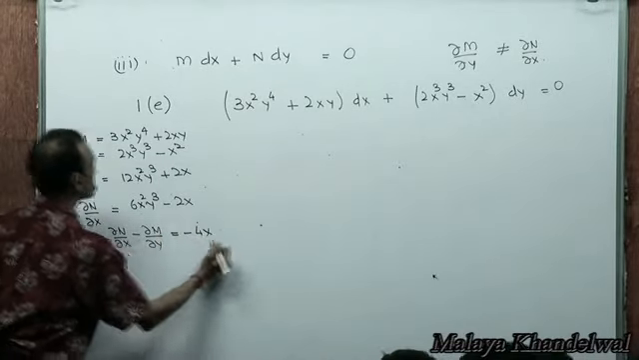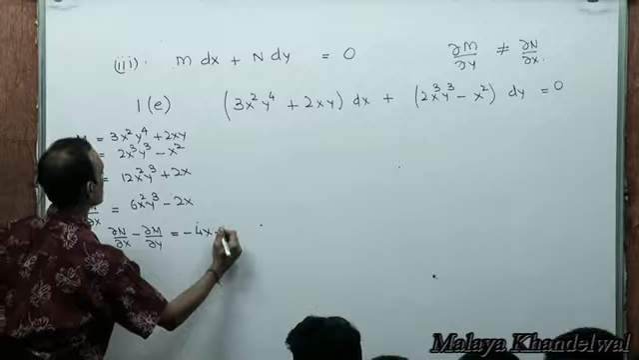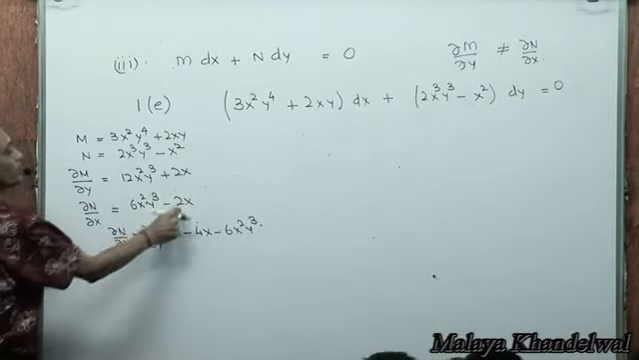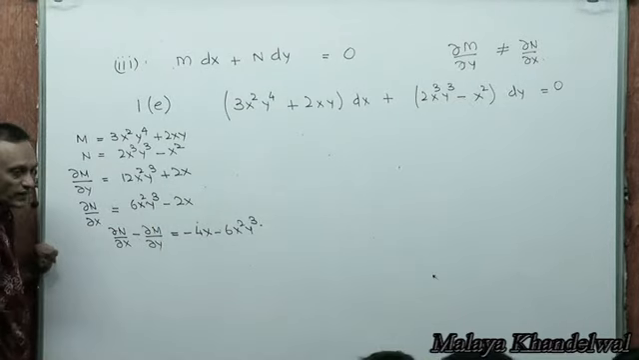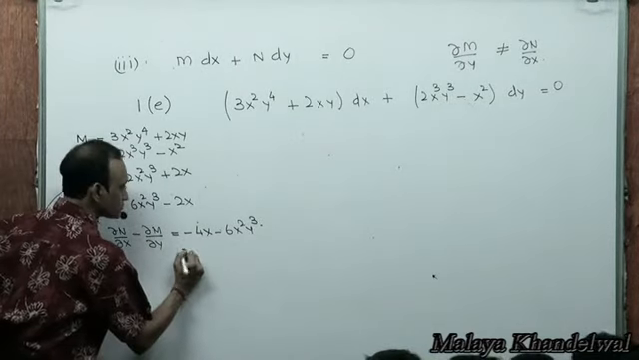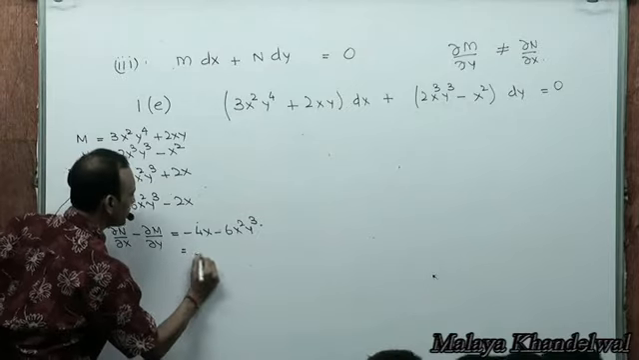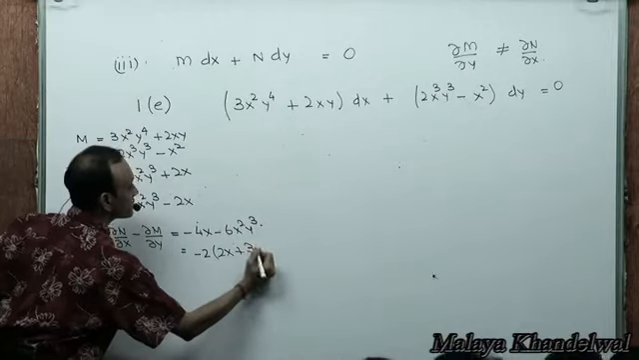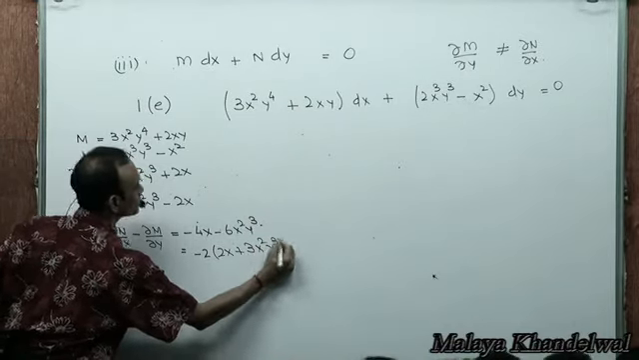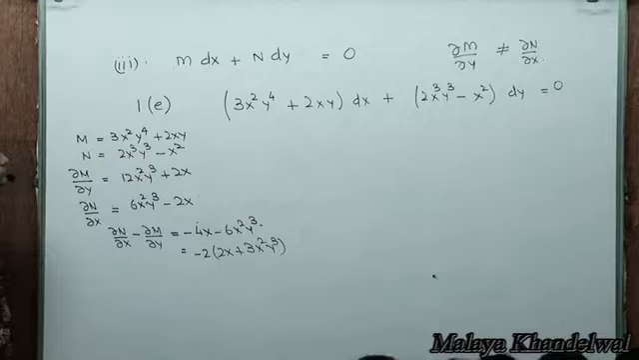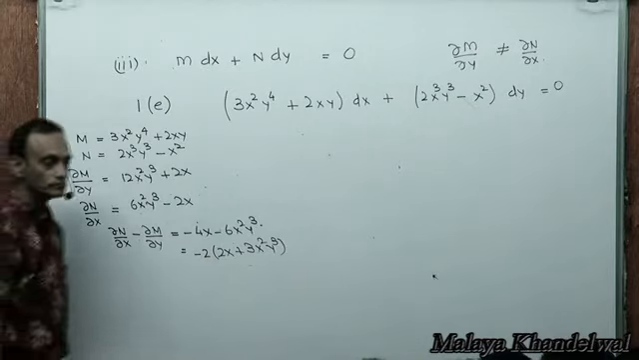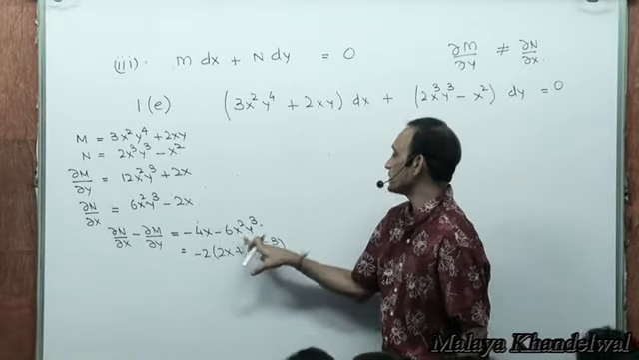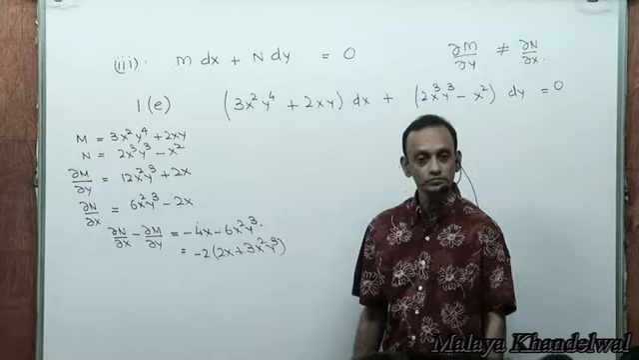Minus 4x minus 6x squared y cubed. Yes or no? Which is like minus 2 into (2x plus 3x squared y cubed). Do you realize what I did here? I took minus 2 common.